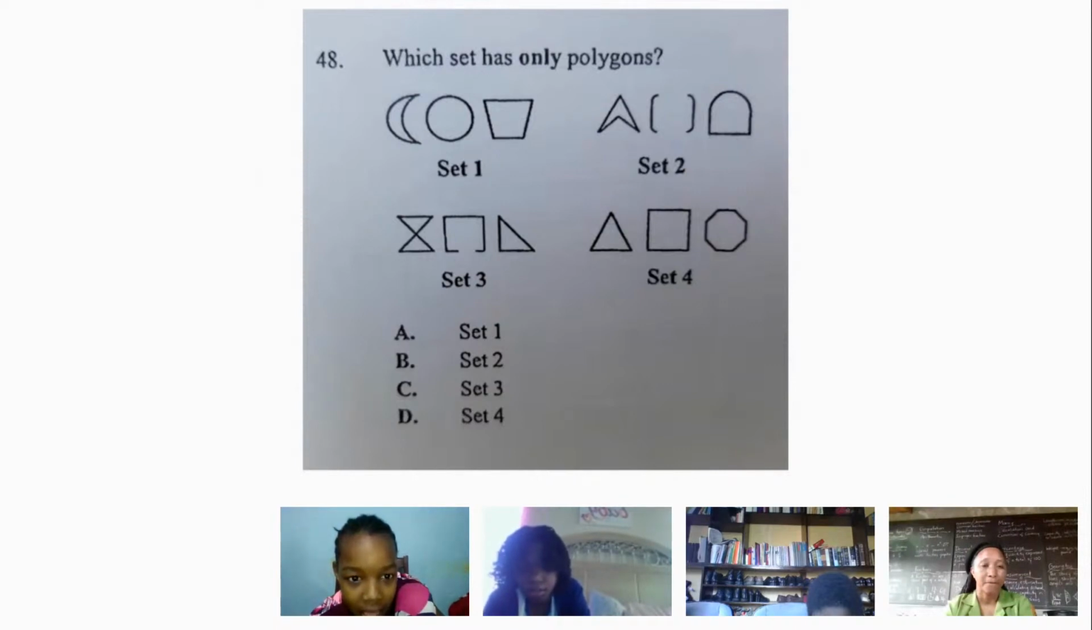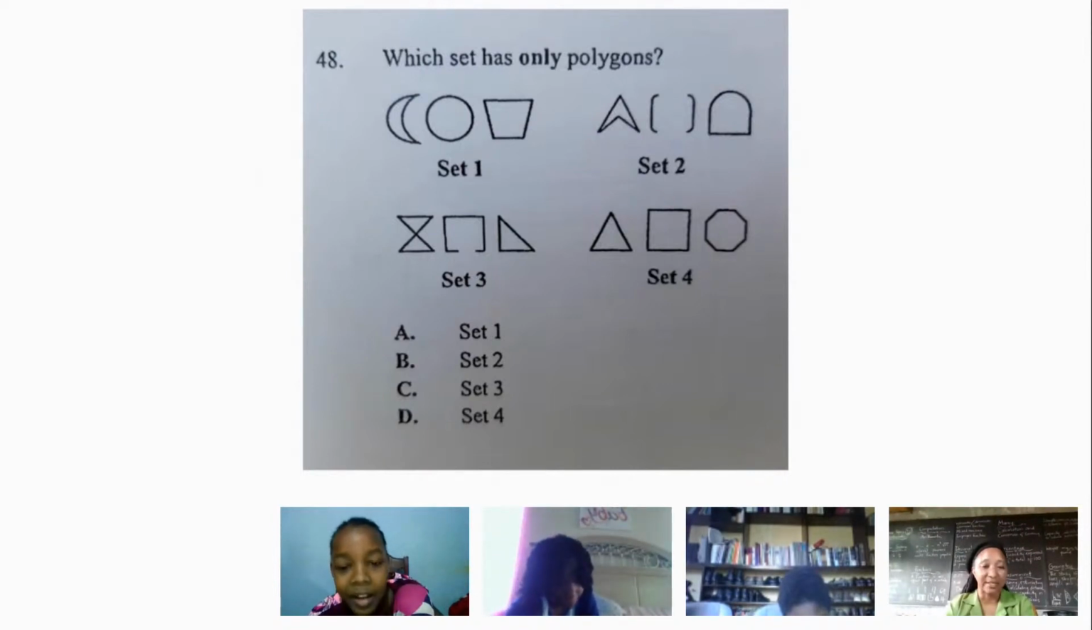What is that called again? A square. No, I'm not talking about the square. Squares are polygons. How many sides does the last one have? 1, 2, 3, 4, 5, 6, 7, 8. So that's an octagon, 8 sides. The triangle, square, and octagon are polygons, Miss.